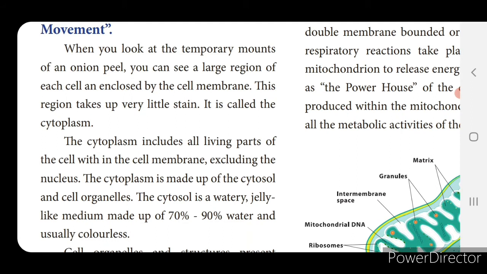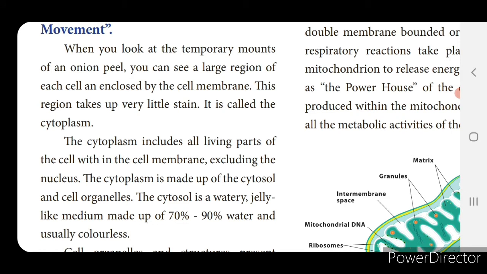So if you take the cell structure, it is covered by the cell membrane, and at the center the nucleus will be present, and the nucleus will be covered by the nuclear membrane. The area in between the nuclear membrane and the cell membrane, we call it cytoplasm.